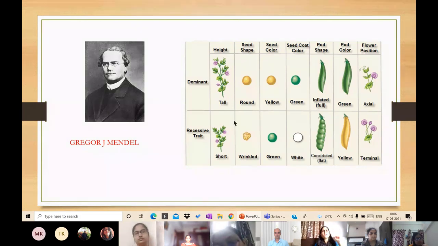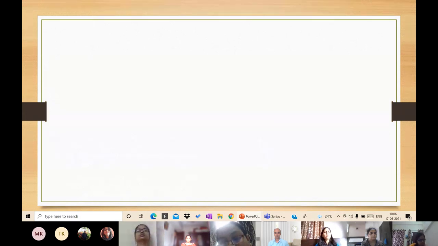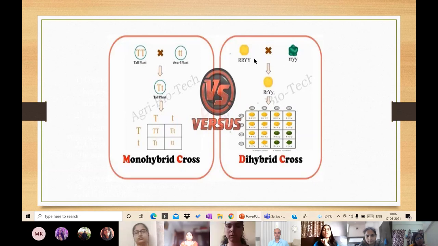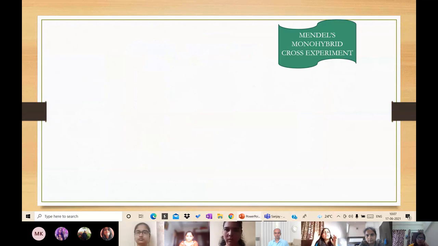So he carried out the experiment by considering single traits and by considering more than one trait for the crossing. When he was considering a single trait, like just the height of the plant, it is called a monohybrid cross. And when he is considering more than one trait, like two traits, the color and the shape of the seed, it is called a dihybrid cross. He also considered three characters altogether. Among these dihybrid and monohybrid crosses, today we will be learning only the monohybrid cross.